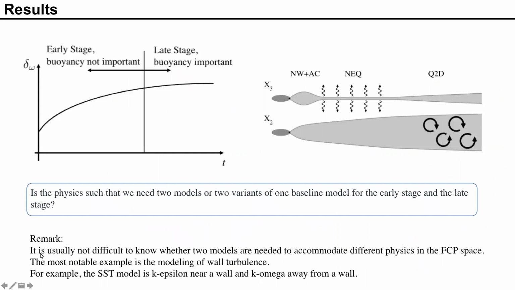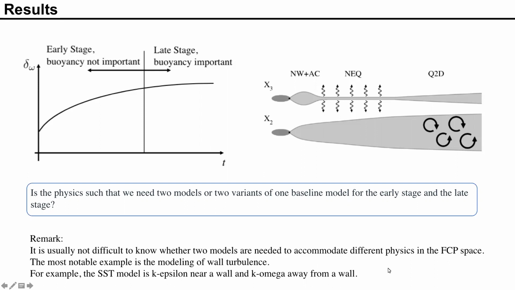In physics, in real world problems, it is actually usually not too difficult to know whether we need two models to accommodate different physics in the flow controlling parameter space. And the most notable example is the modeling of wall turbulence. For example, the SST model practically is a blending of the K-epsilon model and the K-omega model. And essentially, we're using K-epsilon in the near wall region and K-omega in the bulk region.